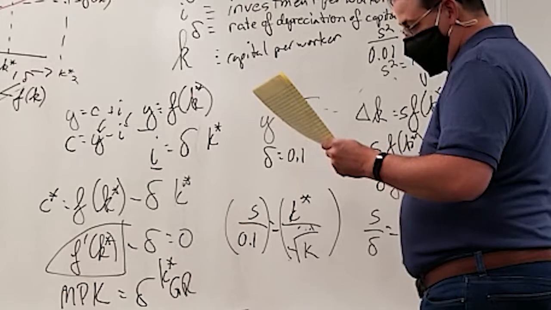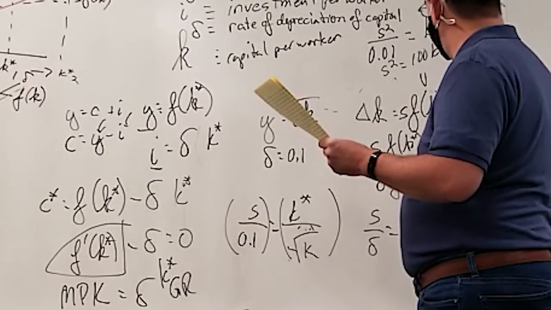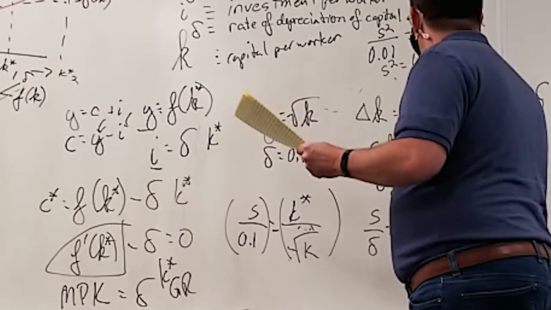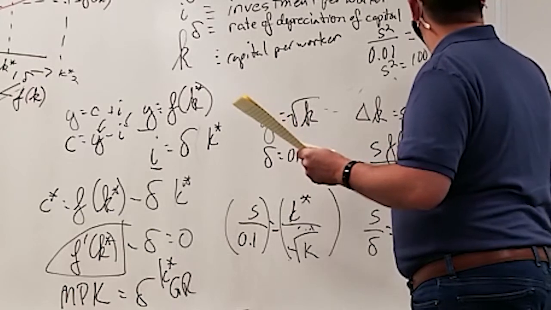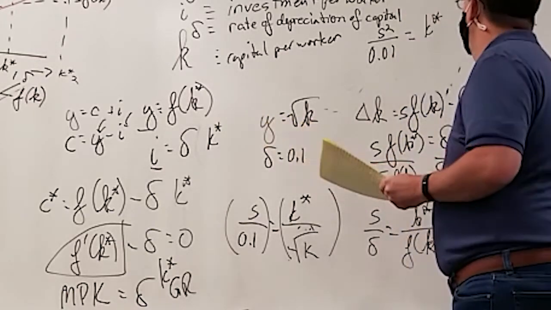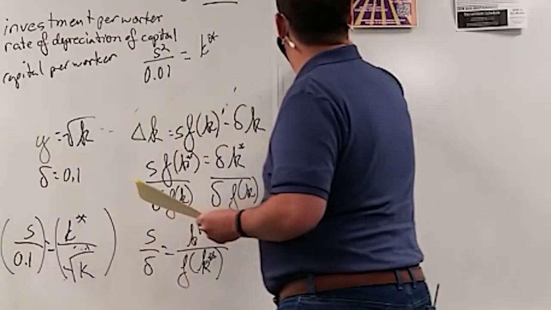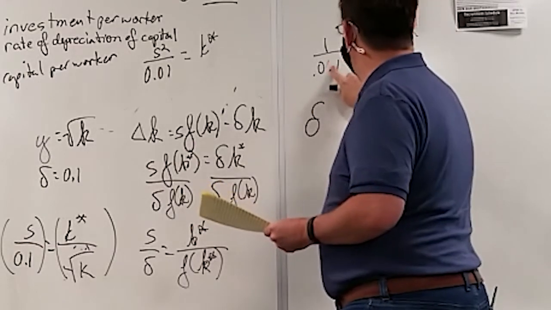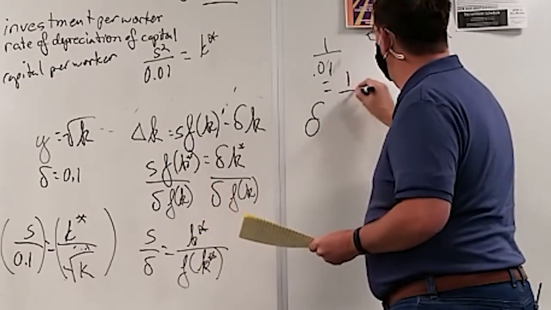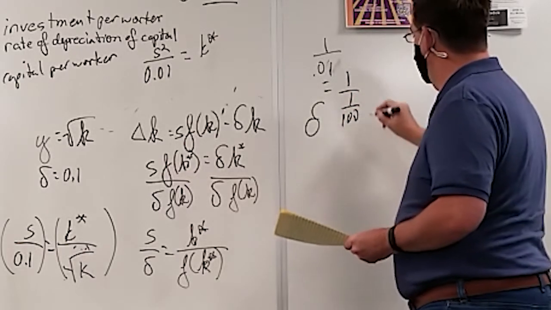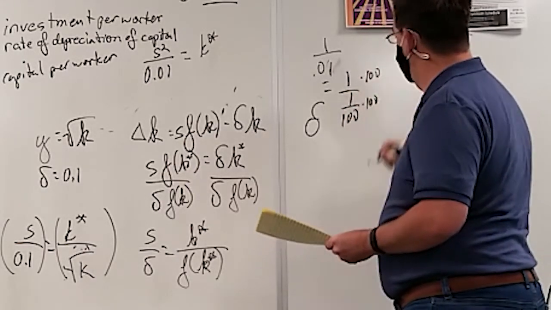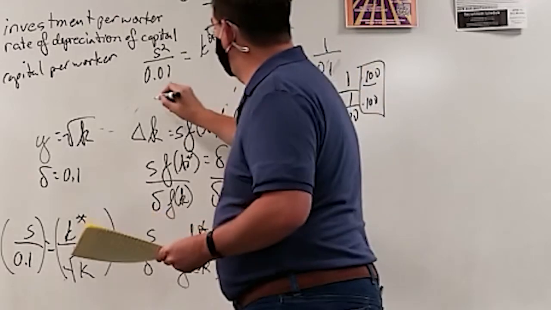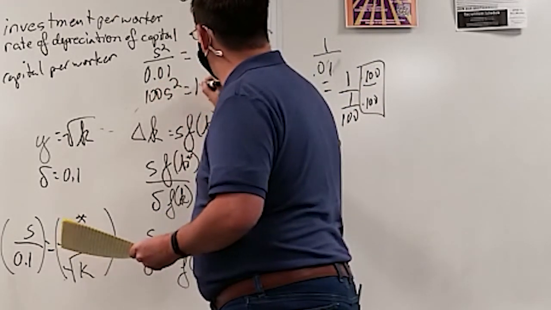Is that how I wanted to do that? No, that's wrong. One over 0.01 is equal to 1 over 1/100. Multiply this by 100 and this by 100, or multiply the whole thing by 1, and I'm left with 100. So what I have is 100 s squared equals k star.